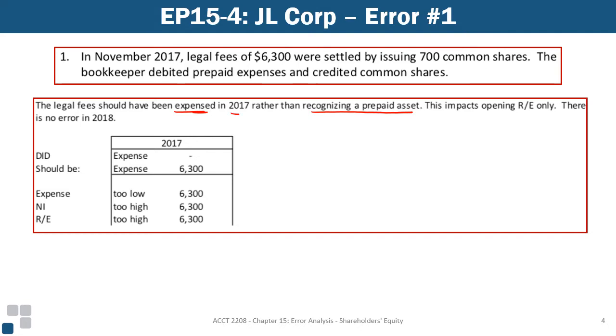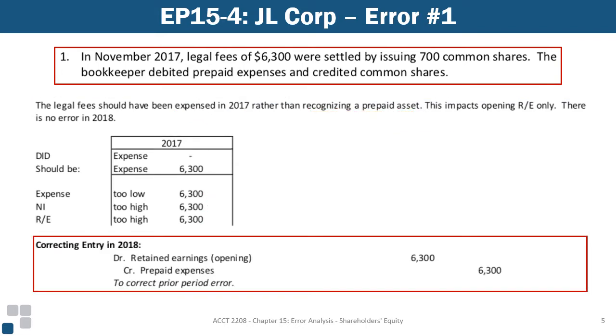And because it's 2017, this is the prior year, which means that it impacts retained earnings only. So there's no current year impact, so no error in 2018, prior year impact only. So here's a little table that you can use to help you rationalize what happened. They did nothing, and they should have expensed $6,300. The impact of not expensing $6,300 means that the expenses are too low, the net income as a result is too high, and if your income's too high, your retained earnings are too high.